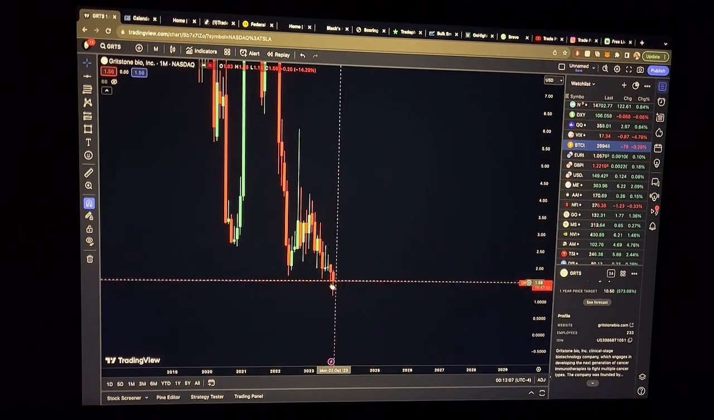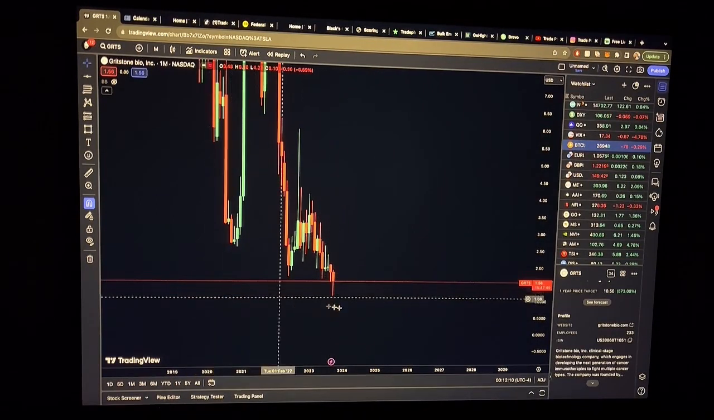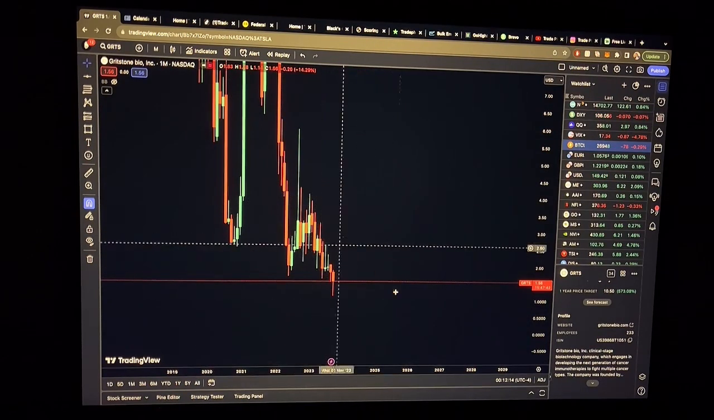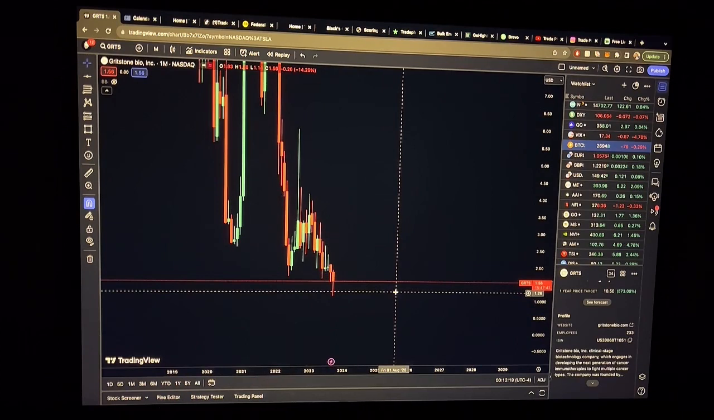If I'm at all-time lows, that means I don't have any areas of institutional demand down here, which means if I'm evaluating a trade opportunity here on Gritstone, I wouldn't be able to calculate a profit target. And if I can't calculate a profit target, that means I can't calculate my risk-reward ratio, and I can't determine if the trade is worth taking or not. So basically what this means is I wouldn't trade this, because I can't properly analyze the charts. Does that make sense?